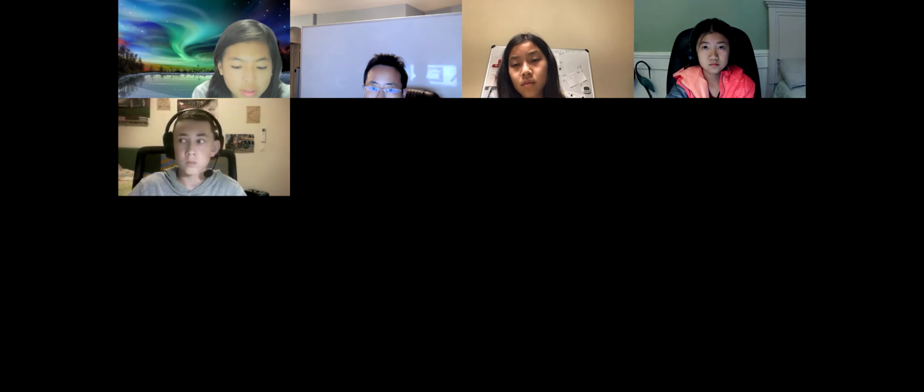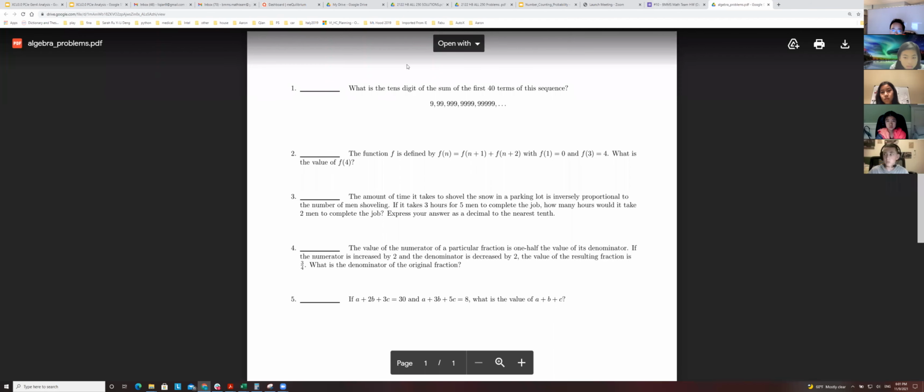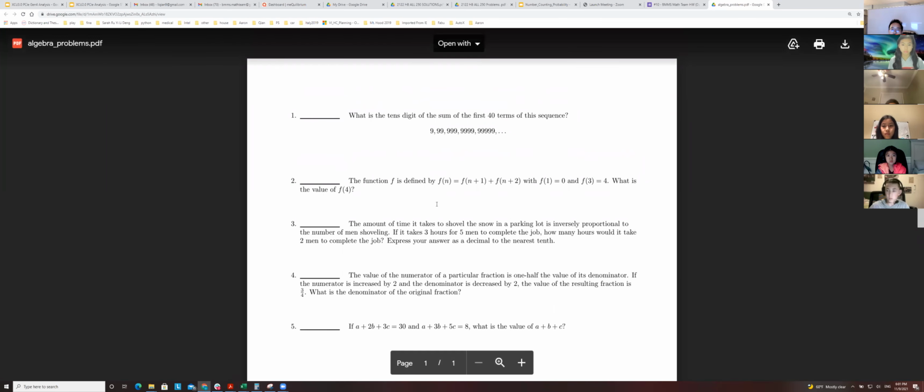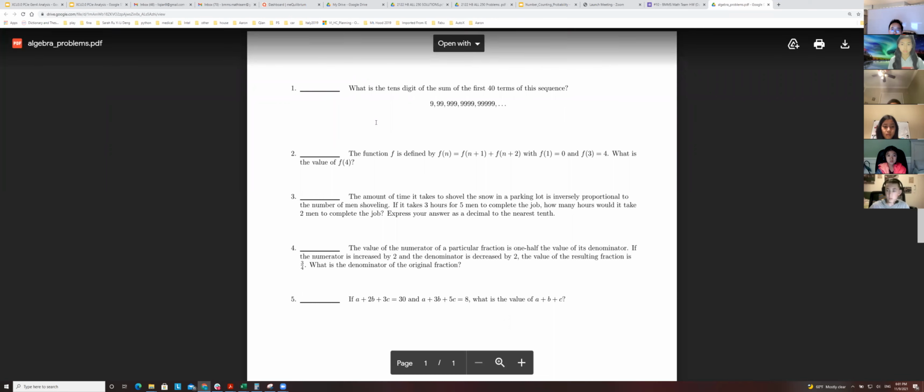Share my screen. Okay, can you see my screen about the algebra problems? Okay, I have 1 and 2 and 5 stood out as a problem. Let's look at 1.